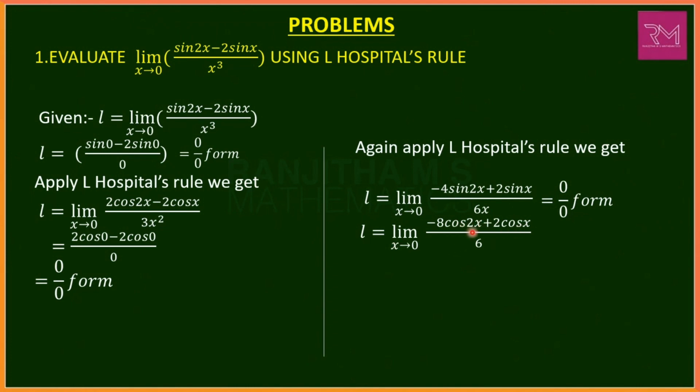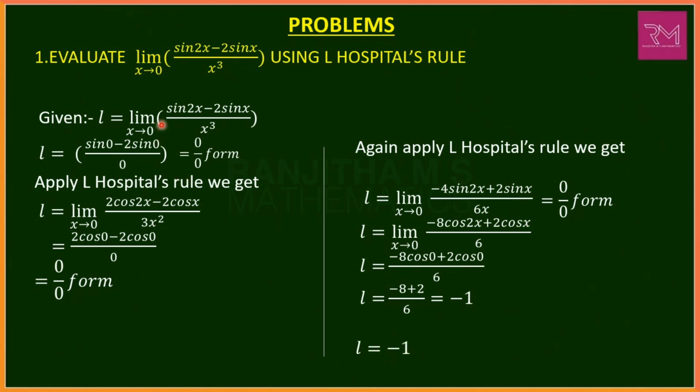We get cos 0 value is 1. Here also cos 0 value is 1. We get the value of L as minus 8 into cos 0 plus 2 into cos 0 divided by 6. That is, minus 8 into 1, that is minus 8 plus 2 divided by 6. Minus 8 plus 2 is minus 6. Minus 6 divided by 6 is minus 1. Hence we get L value as minus 1.